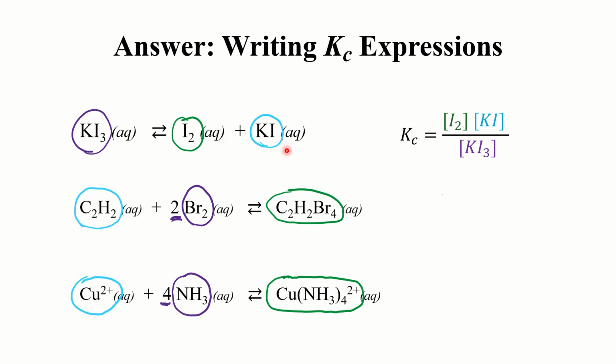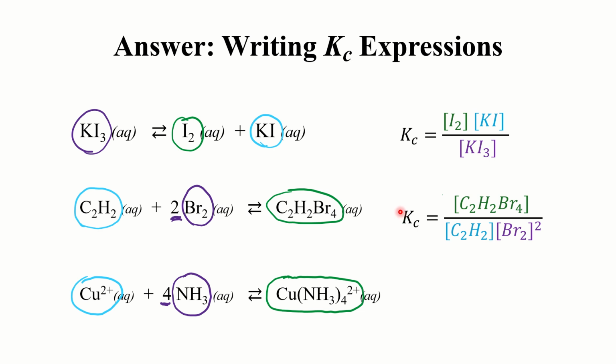So for the first reaction here, I'll say Kc equals the concentration of I2 times the concentration of KI divided by the concentration of KI3. Note that all 3 species here have coefficients of 1, and thus they all have exponents of 1, these unwritten ones here, in the Kc expression. For our second reaction, I see that I've got 1 product and 2 reactants, so that 1 product should go on top.